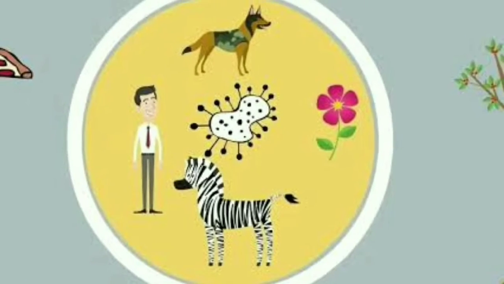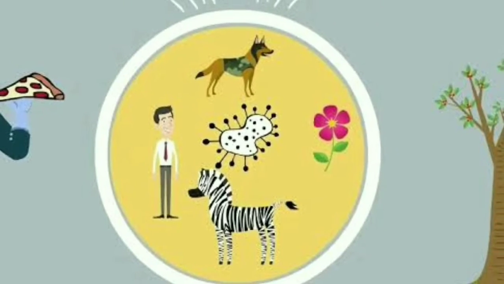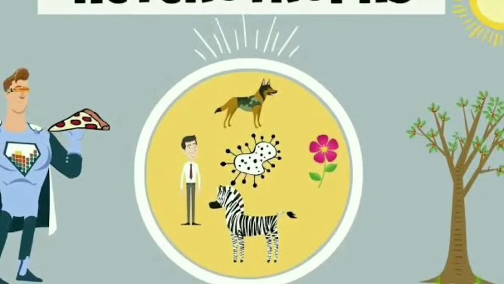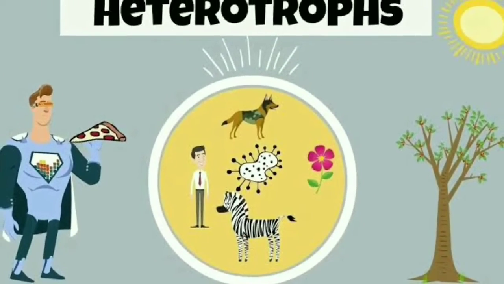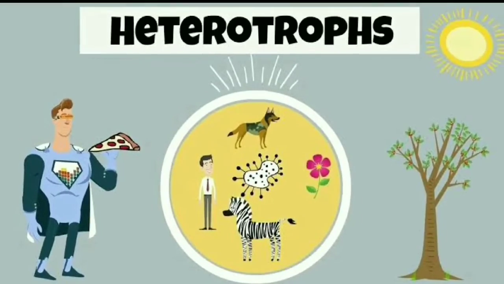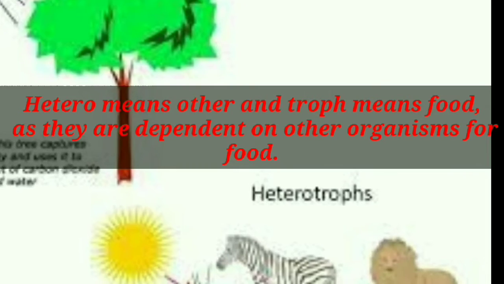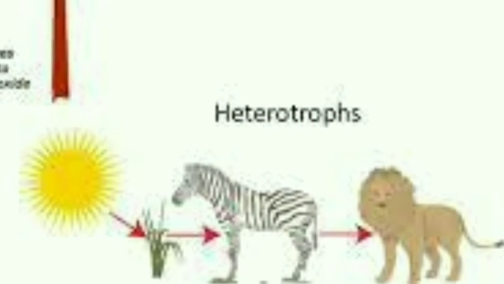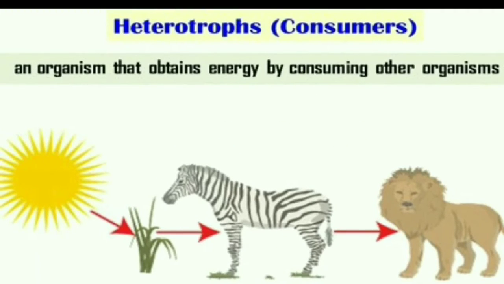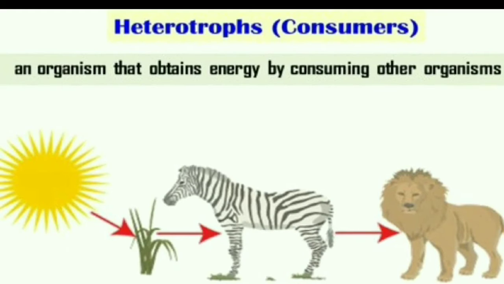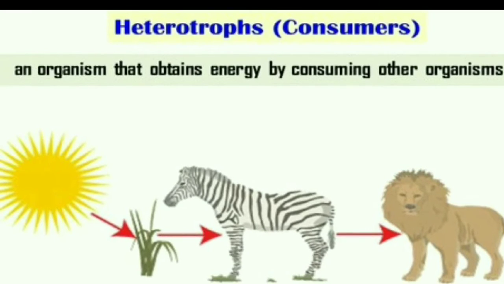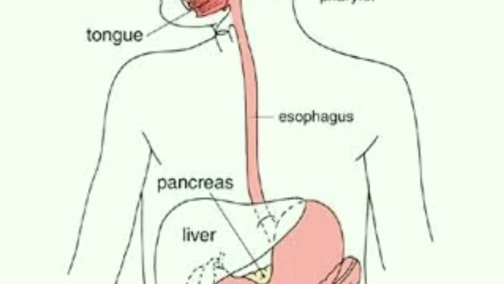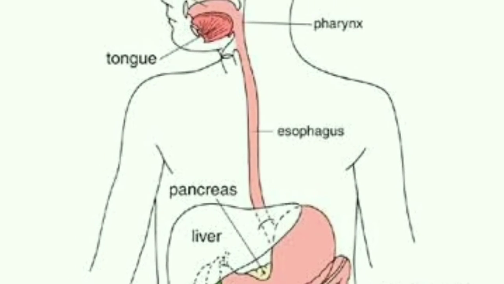Animals, including humans, bacteria, and some other organisms, are dependent on other sources of food, which may be other animals and plants. All animals and fungus come under this category, which is called heterotrophs. Hetero means other and troph means food, as they are dependent on other organisms for their food. They are also called consumers. They may consume other plants or other animals or both. The digestive system of these organisms break down the complex organic materials into simpler molecules.